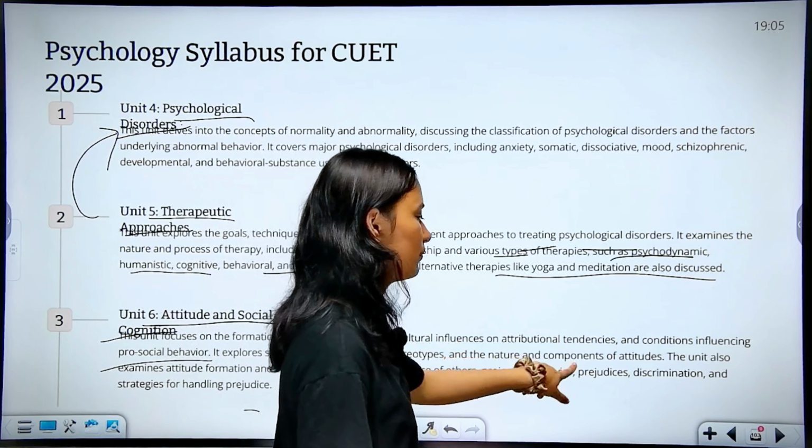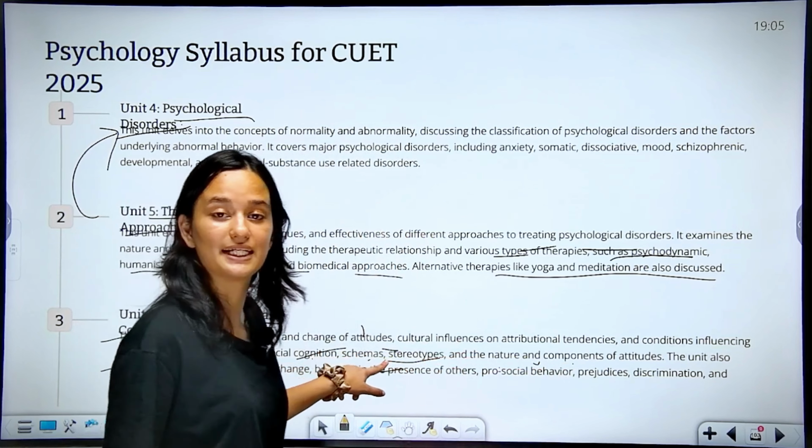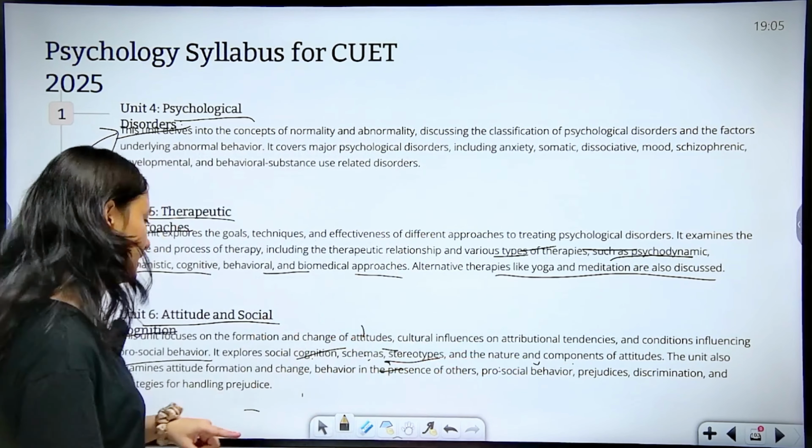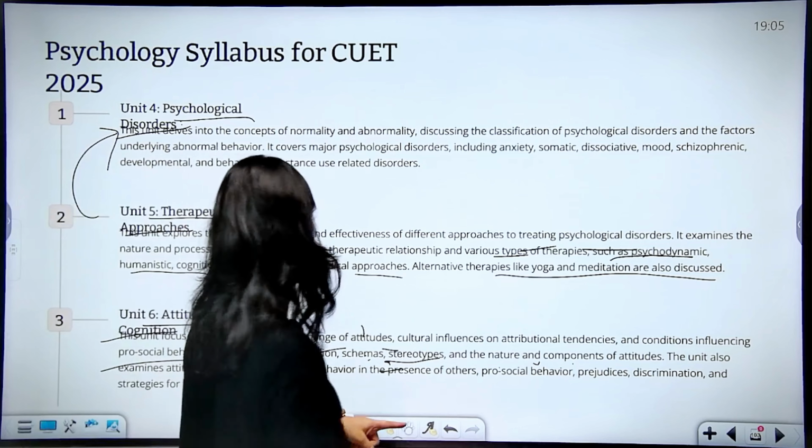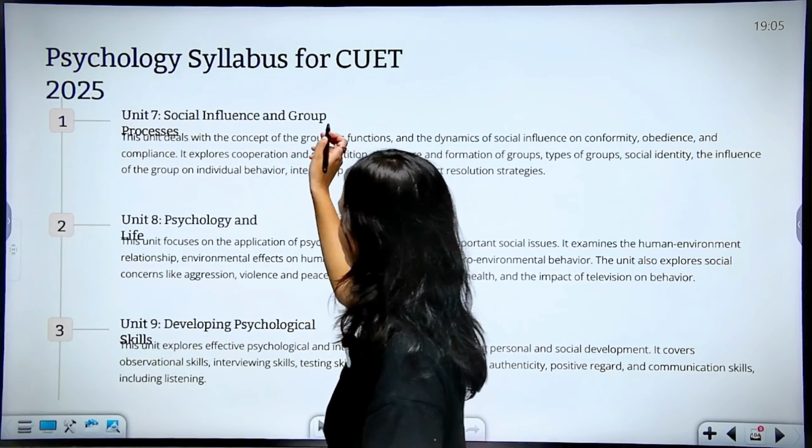stereotypes, schemas, nature and components of attitudes. You'll study what stereotypes are, what discrimination is, basically society-related things in this chapter, attitude and social cognition. Next, we have social influence and group processes.